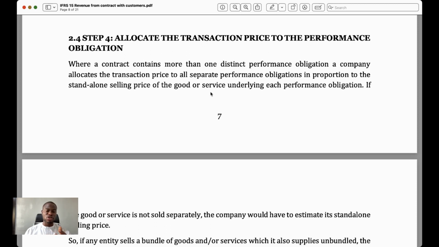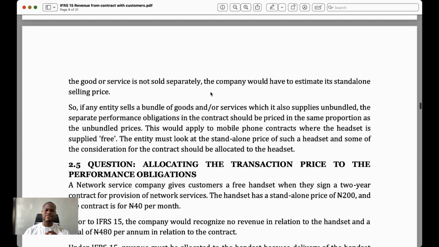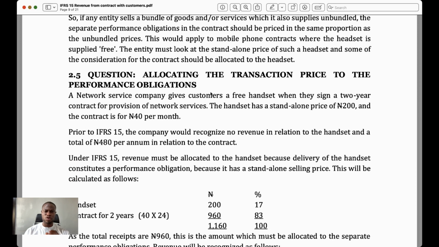As I've told you, revenue is recognized per distinct performance obligation. So if you have a single price for a bundle of goods, you need to unbundle it if you have identified in step two that they are separate performance obligations. Allocate whatever price you have agreed, which is the transaction price, to each of those performance obligations in proportion to their standalone selling prices. That will make better sense when we look at an example.